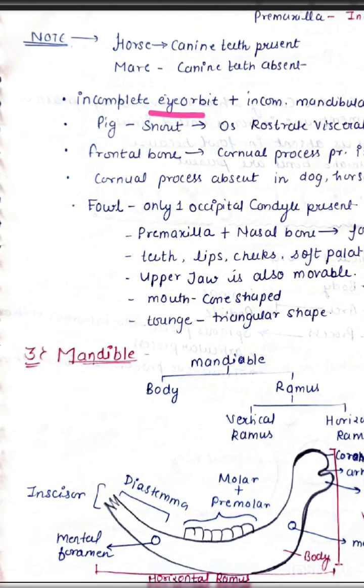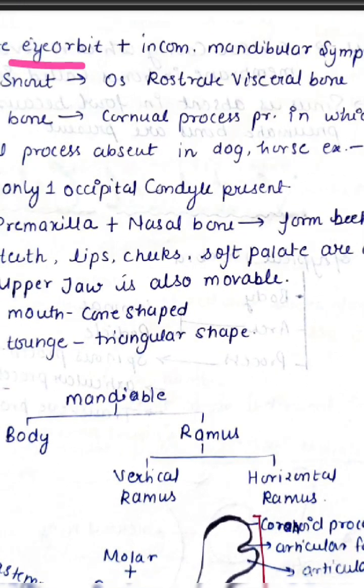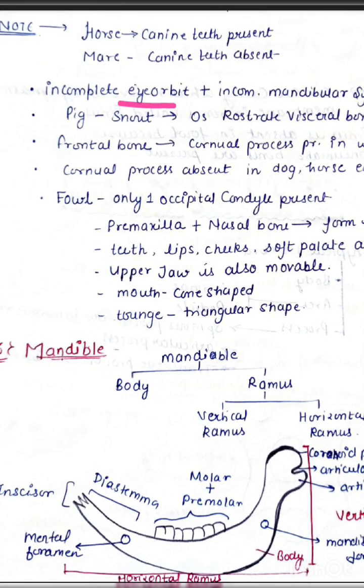The third part is the mandible. The mandible is divided into two parts: body plus ramus. And the ramus is divided into two parts: vertical ramus plus horizontal ramus. This is the vertical ramus, this is the horizontal ramus. Now we are going to study the diagram. This is the diagram of our mandible.